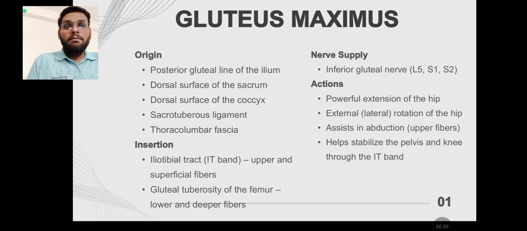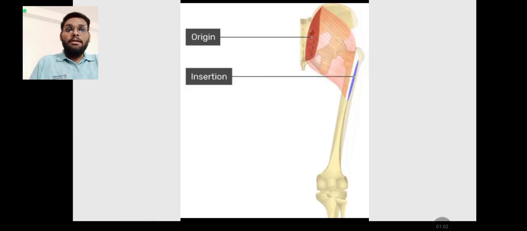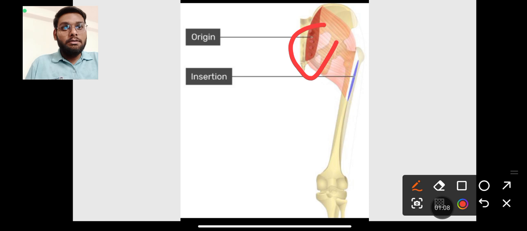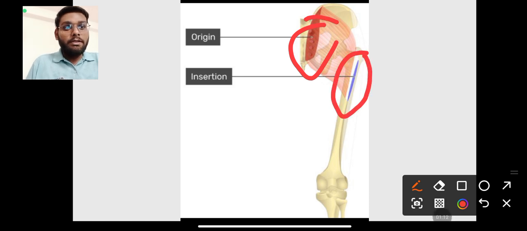The action of the gluteus maximus is powerful extension of the hip, external lateral rotation of the hip, and assistance in abduction. Upper fibers help stabilize the pelvis and knee through the IT band. This is the image, and the orange color which is seen is the origin area, and this area is for the insertion.